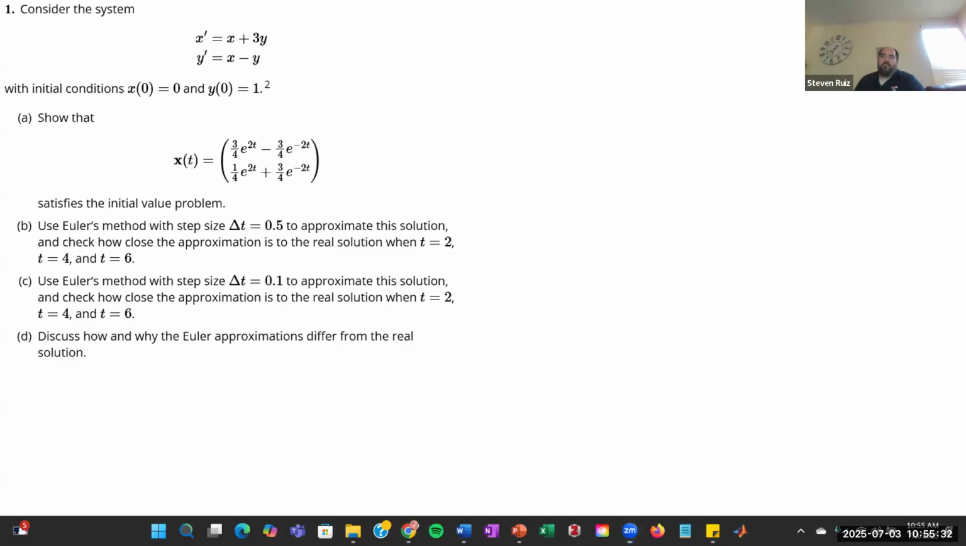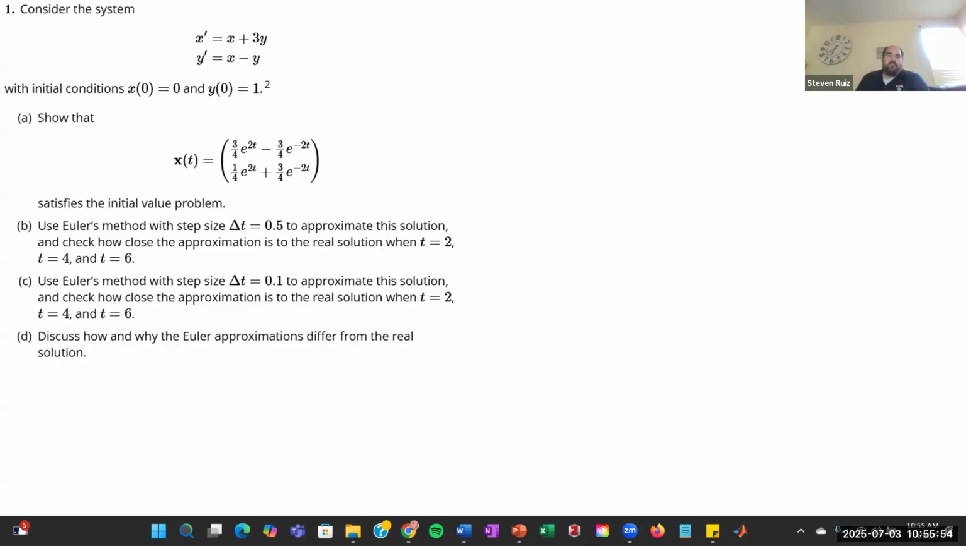All right, let's take a look at the questions from section 2-3. So, I want to look at a couple systems of equations. First, we don't know how to solve these things analytically, but we do have the means to verify solutions that are given to us. So, let's go ahead and do that.